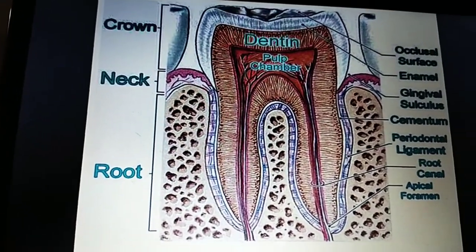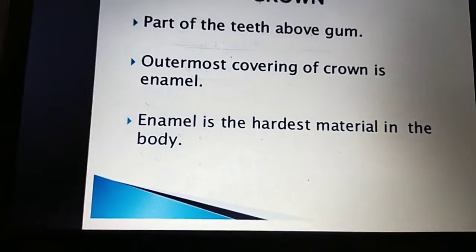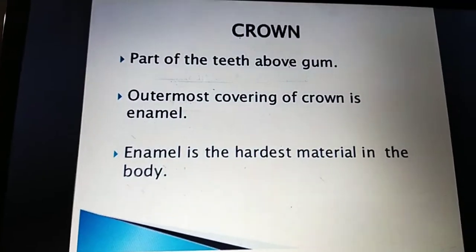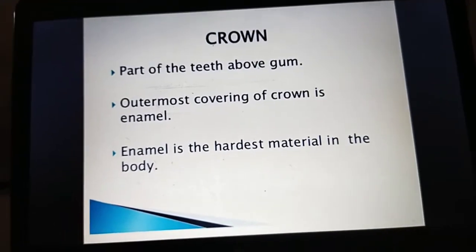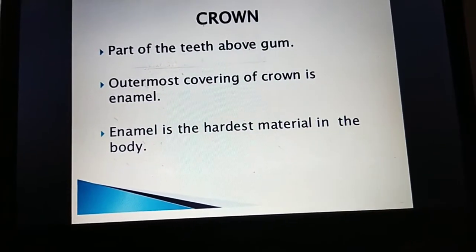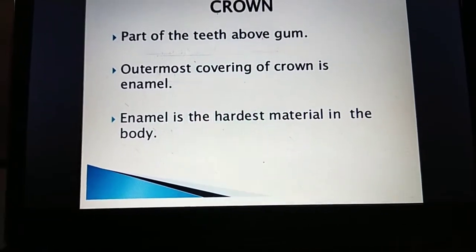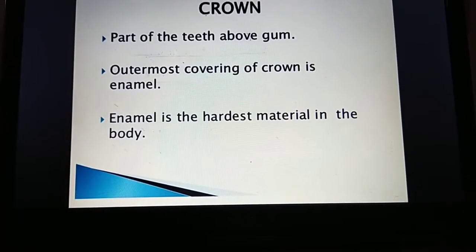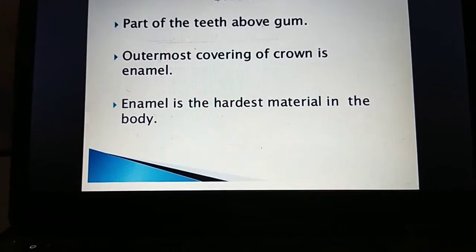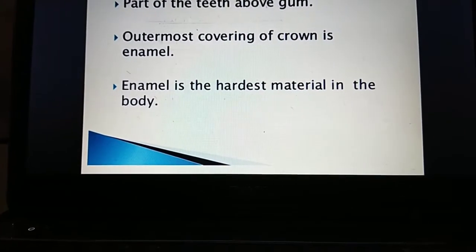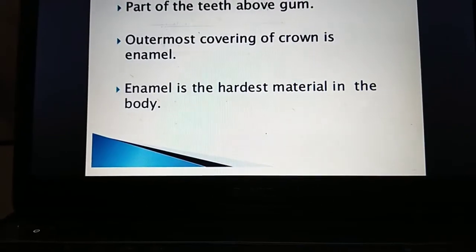Can go for the next slide. The crown is the part of the tooth above the gum. The outermost covering of the crown is enamel.